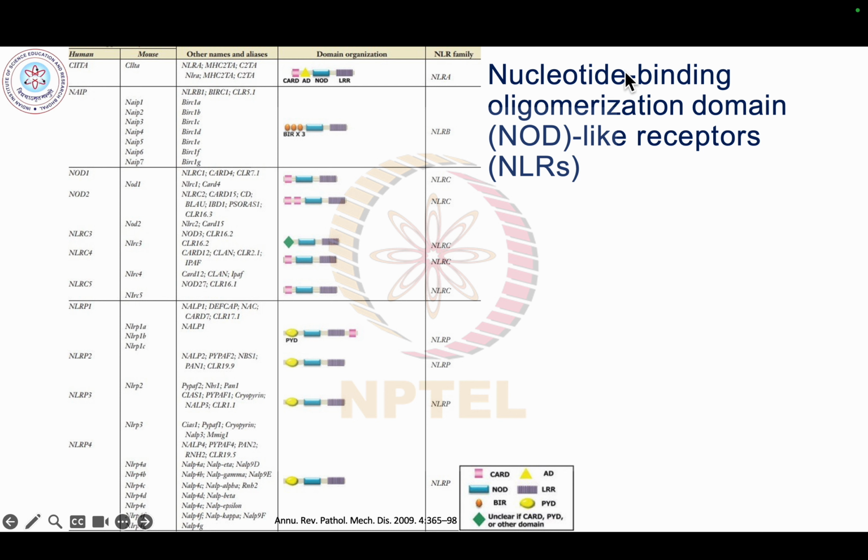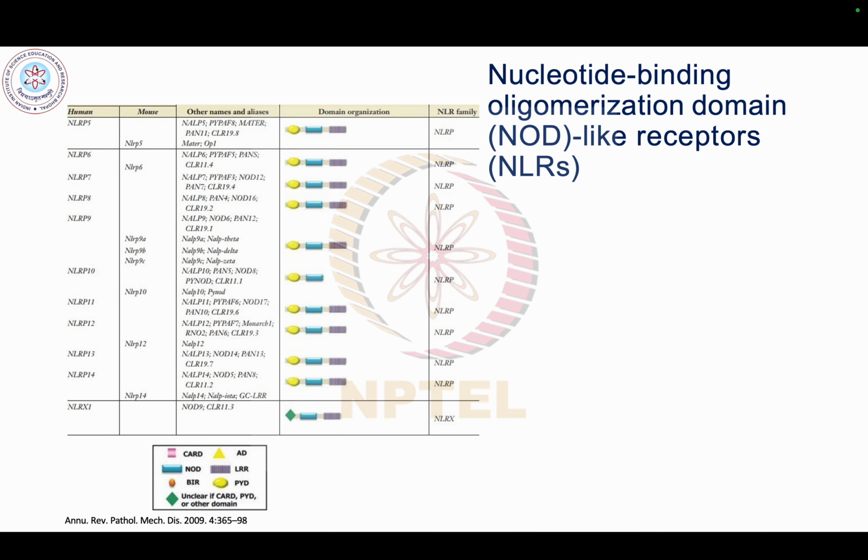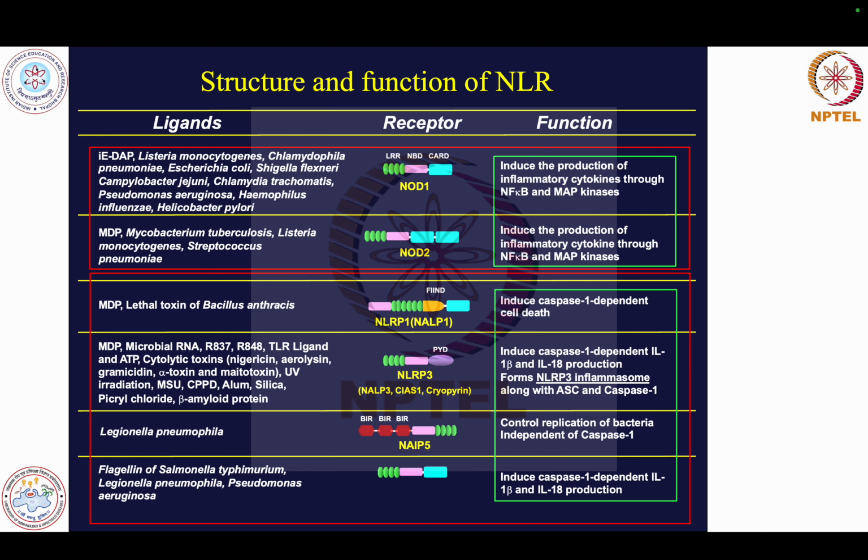So NLR stands for nucleotide-binding oligomerization domain-like receptors. Structure and function of NLR ligands. So iE-DAP, Listeria monocytogenes, Chlamydophila, there are different receptors called NOD1, which induces the production of inflammatory cytokines through NF-kappa-B and MAP kinase pathways. Ligands MDP, Mycobacterium tuberculosis, NOD2, induce the production of inflammatory cytokines through NF-kappa-B and MAP kinases.